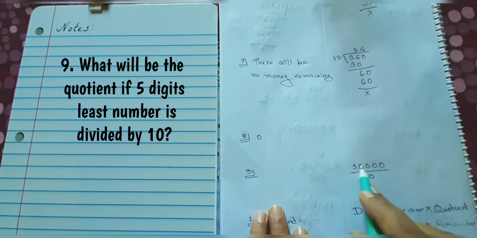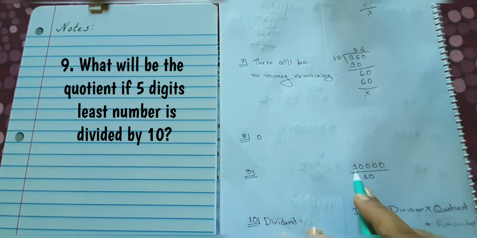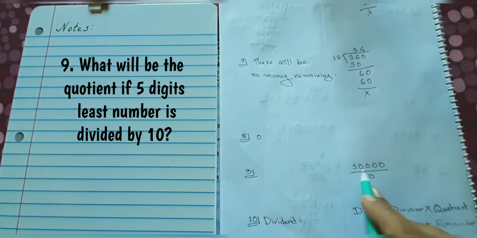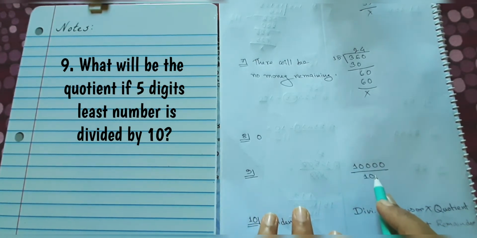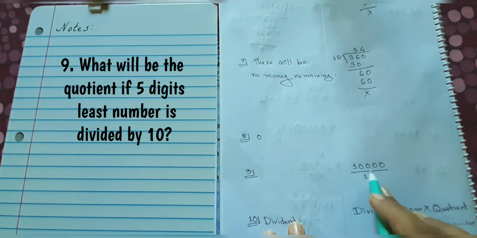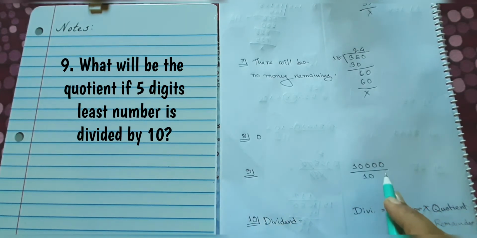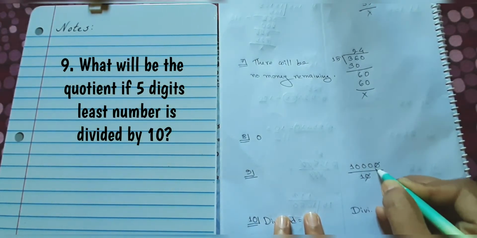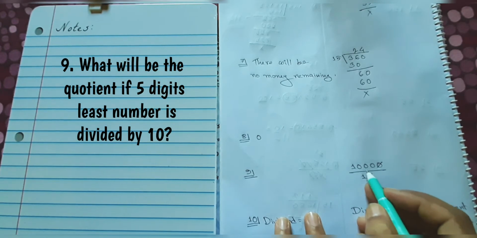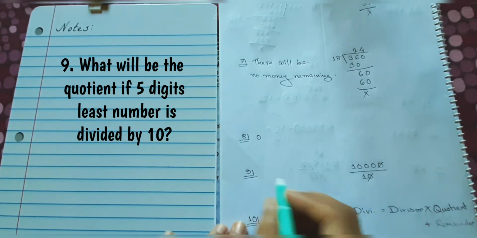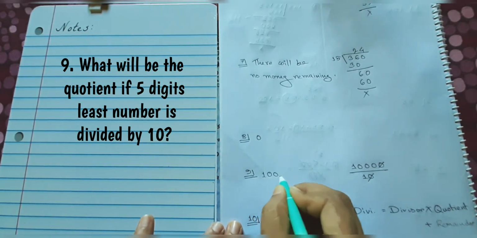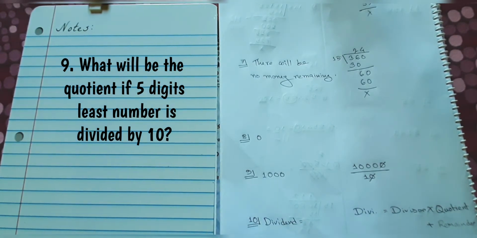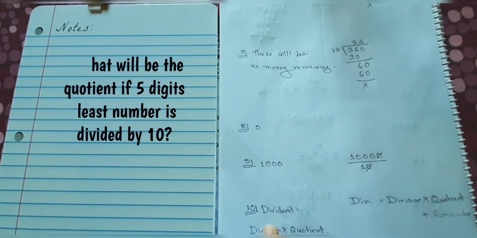Now, a 5-digit number: 1, 2, 3, 4, 5. The first digit will be 1, and there will be 4 more zeros to make it a 5-digit number. But if you give 5 zeros, it will become a 6-digit number, which is not correct. Now you can see, if you cut down that 0 and divide by 10, the answer is 1000. So our answer is 1000. See, it's very easy math. Okay, correct? Very easy math.